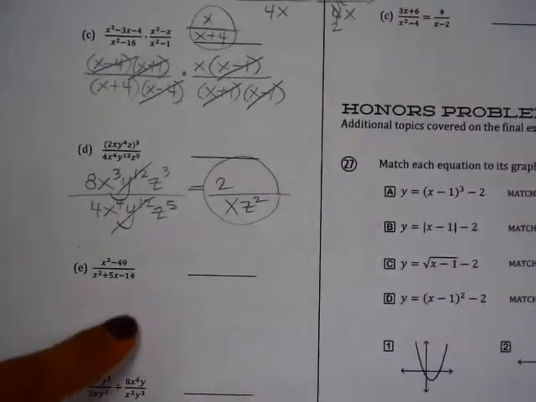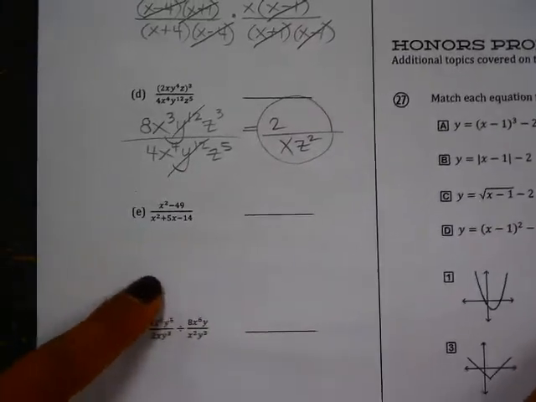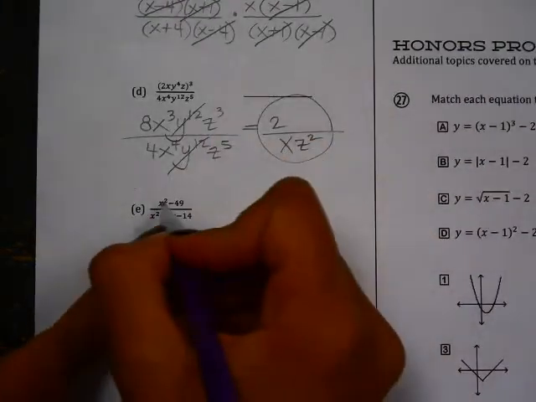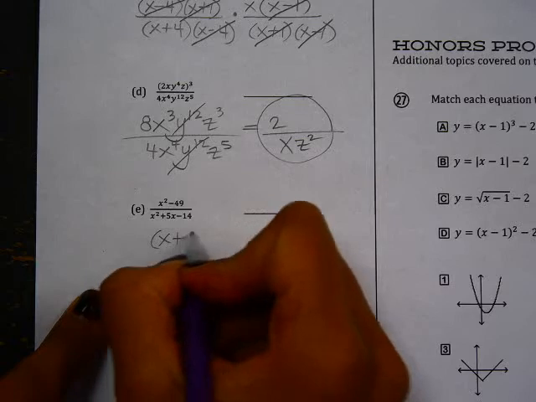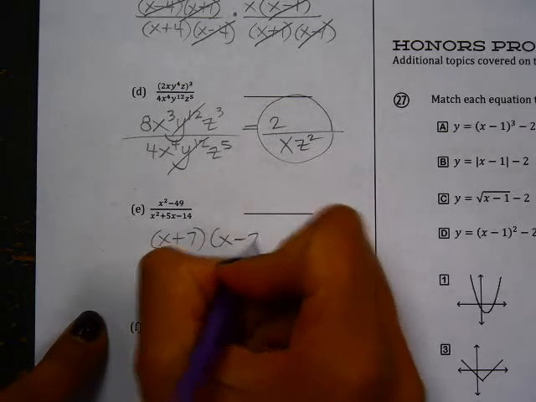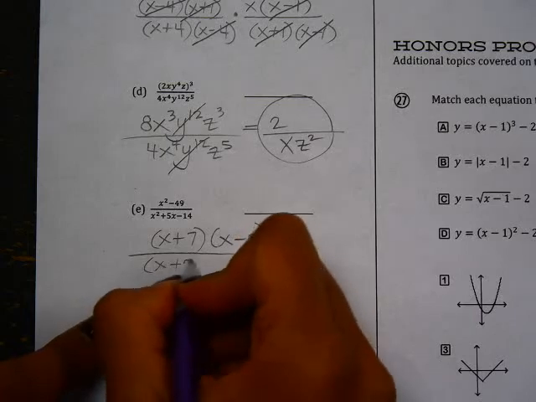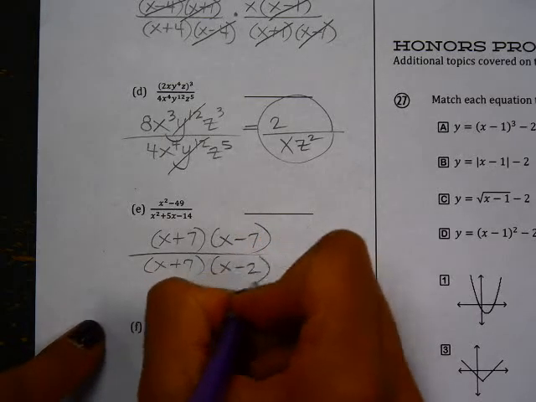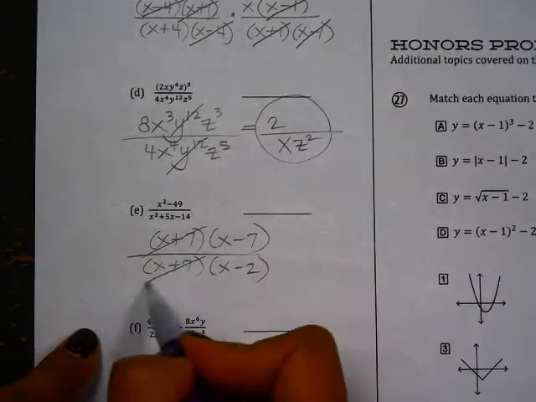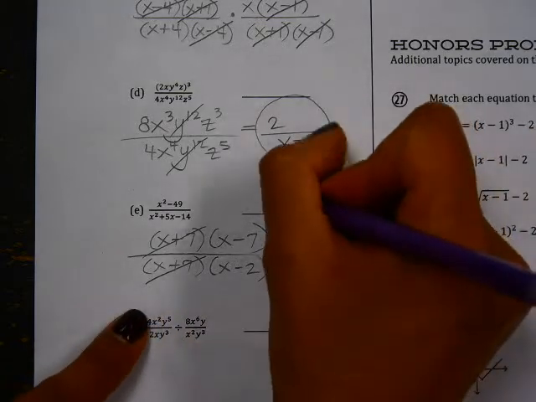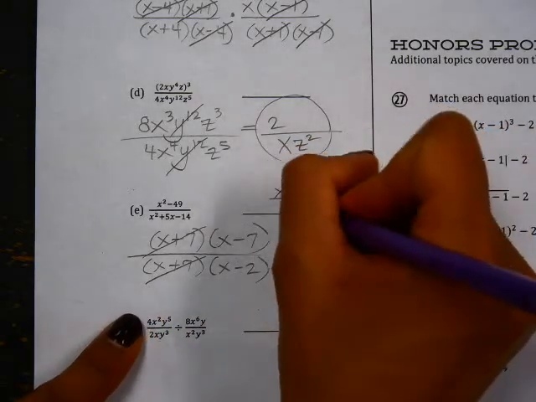Alright, on E, we just have one fraction, so we need to factor and cancel on this one. Here we have a difference of squares, x plus 7, x minus 7, and here we have a trinomial, x plus 7 times x minus 2. So we can see that the common factor x plus 7 cancels, and we have an x minus 7 over x minus 2.